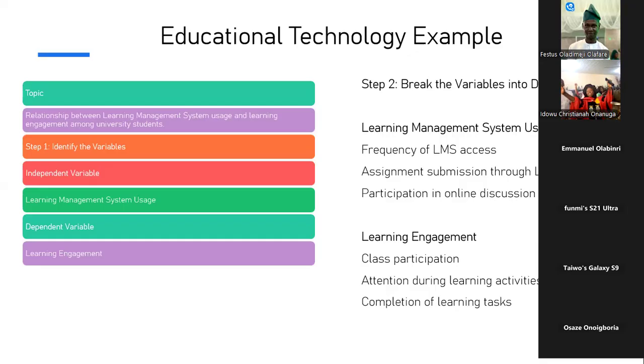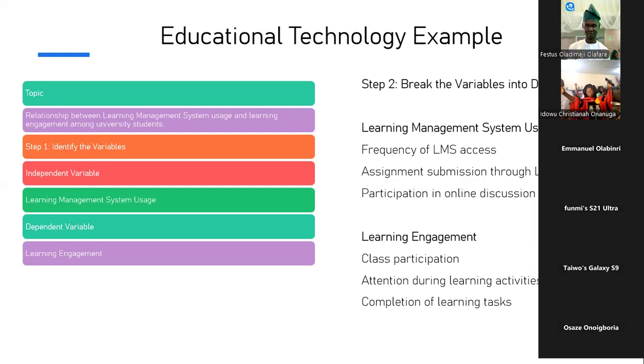The first step is to identify the independent and the dependent variable. So the first step is to identify our variables. We identify the dependent, we identify the independent. So in this topic, which is the relationship between learning management system usage and learning engagement among university students, you will see that learning management system is our independent variable, while learning engagement is our dependent variable. So we have identified the two variables.